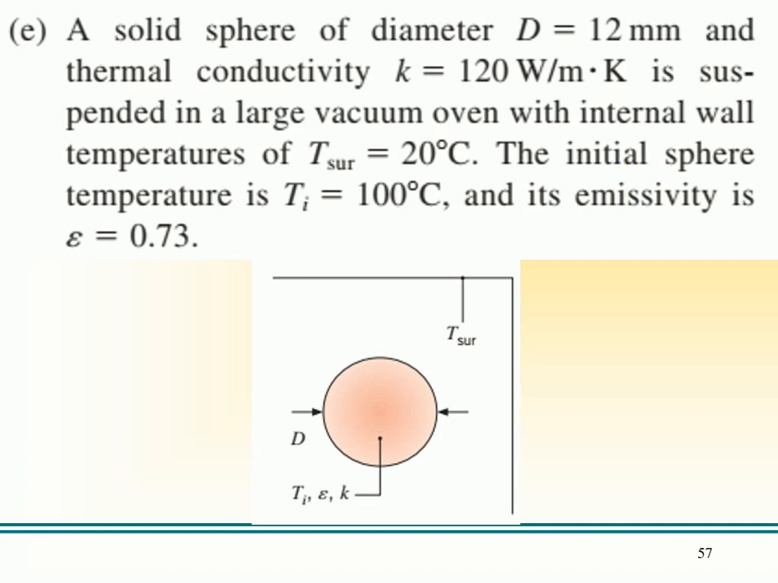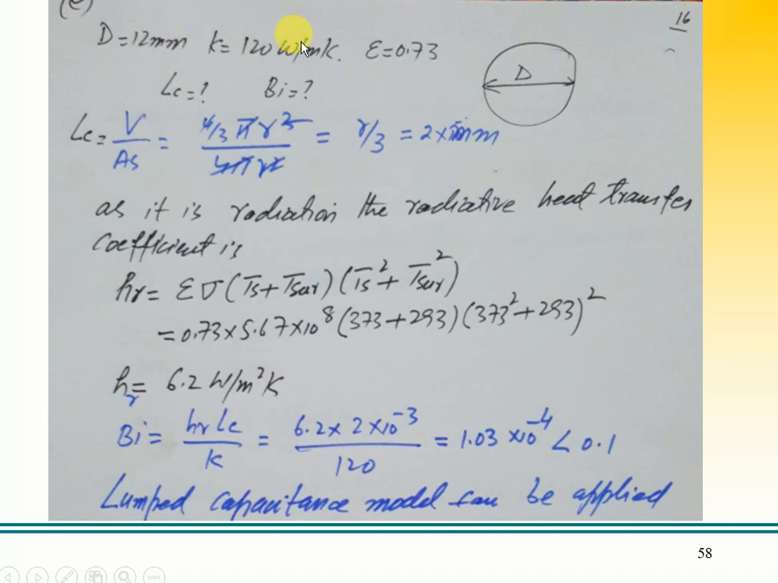A solid sphere of diameter d equal to 12 millimeter and thermal conductivity 120 watt per meter Kelvin is suspended in a large vacuum oven, with the internal wall temperature, the surrounding temperature, being 20 degrees Celsius. The initial sphere temperature is 100 degrees Celsius and its emissivity is 0.73. So it is in vacuum, and of course the heat transfer takes place through radiation. Again I find the characteristic length: volume of sphere is 4 upon 3 pi r cube and surface area is 4 pi r square, so Lc is r by 3 or d by 6.